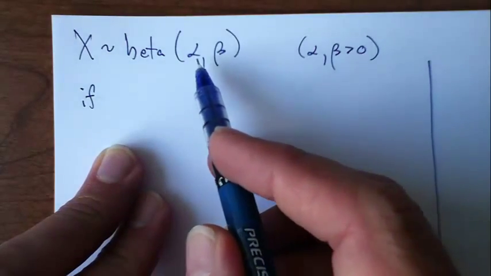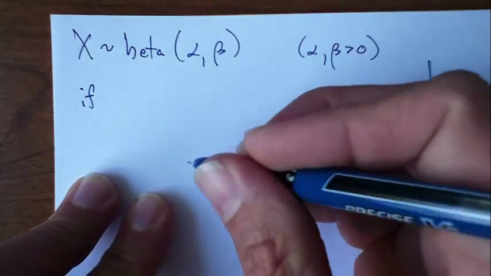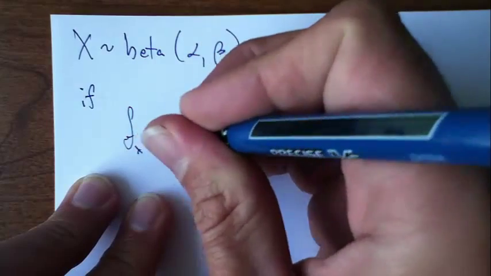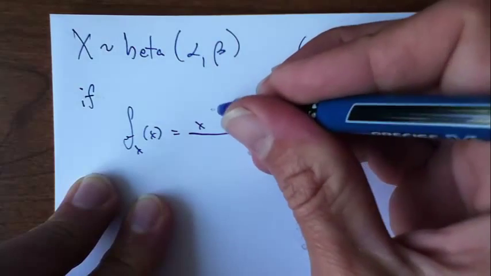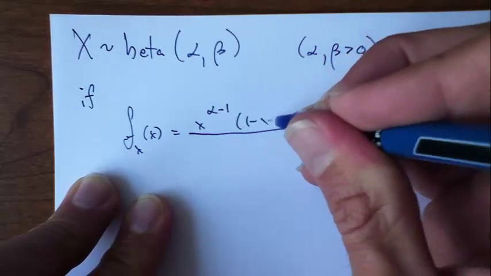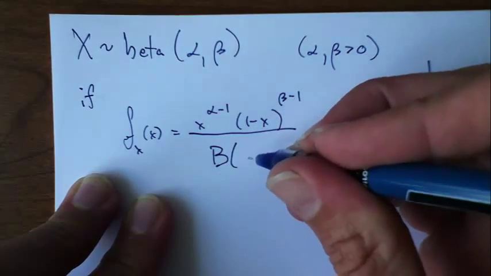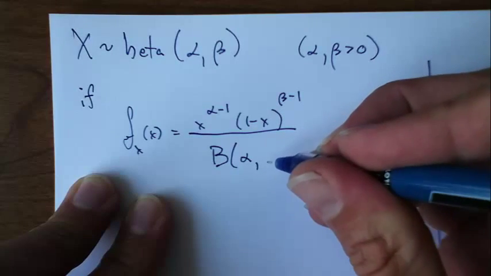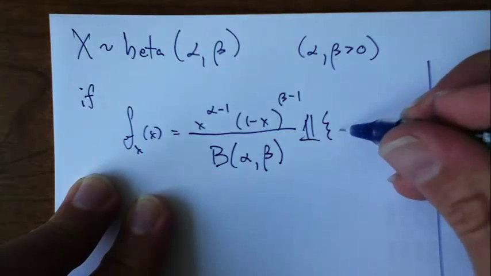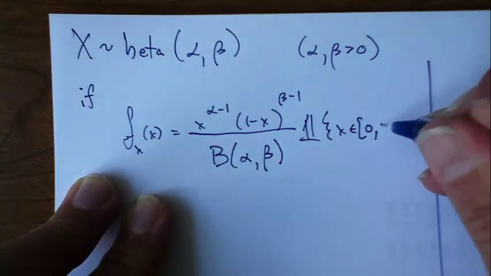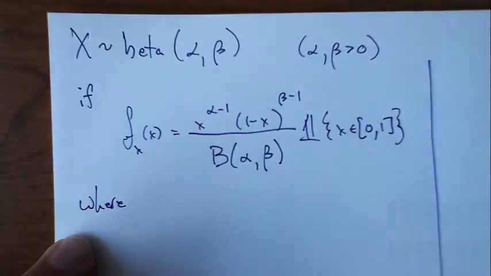This distribution only depends on these two parameters. They're both non-negative, and x is said to be distributed beta if its density function looks like this. Okay, it's going to be as a function of x. It's x raised to the alpha minus 1 times 1 minus x to the beta minus 1 all over some other function b, we'll call it, evaluated at alpha and beta, and multiply the whole thing by the indicator that x is in the closed unit interval. Okay, what is that stuff in the denominator there?